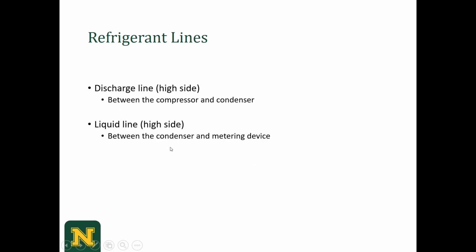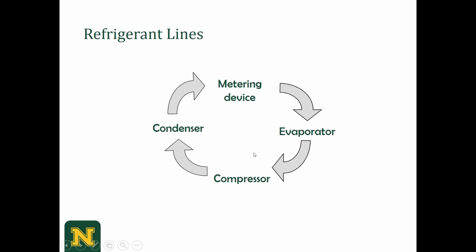We also have refrigerant lines within our system too. We have a discharge line, which is on your high side. We have a liquid line, which is on your high side, and we have a suction line, which is on your low side. So these different lines come into play again within the cycle. We have our discharge line over here, our liquid line over here, and our suction line over here. And I think that's the fastest I could possibly get through that one.